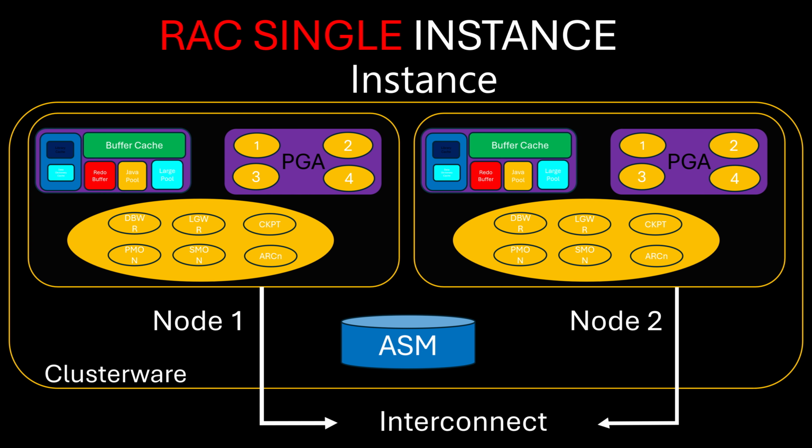A RAC environment requires at least two nodes. Each node contains its own Oracle instance with its own memory and background processes. The nodes communicate through a private interconnect network while sharing storage managed by ASM. If one node becomes overloaded, workload can be distributed. If one node becomes unavailable, surviving nodes can continue servicing requests. This combination of scalability and availability is the core purpose of Oracle RAC.